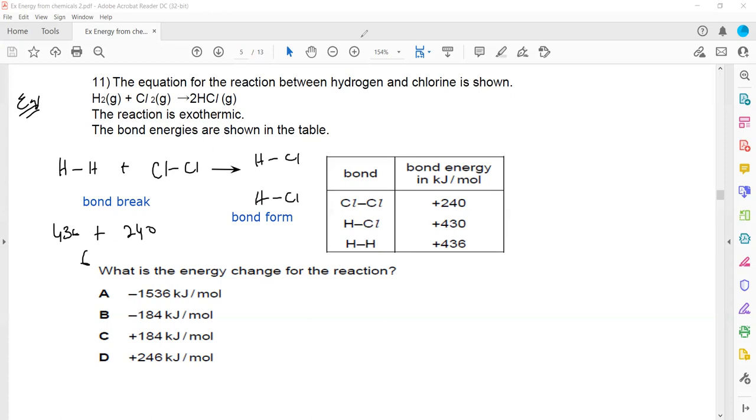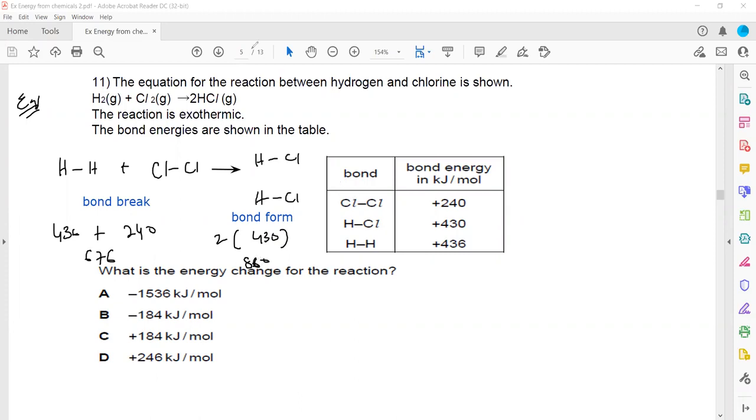676, not 656 by mistake. So 36 plus 40, that's 76, and 200 plus 400, so this is 676. Bond forming H and Cl is 430, so it will be times 2. 860 will be the bond forming.